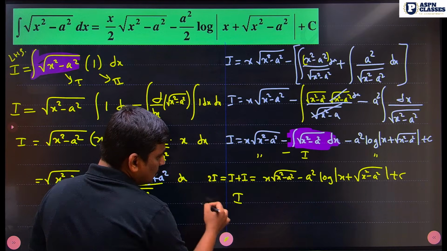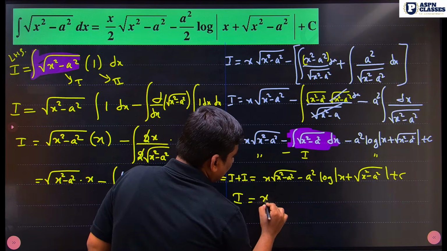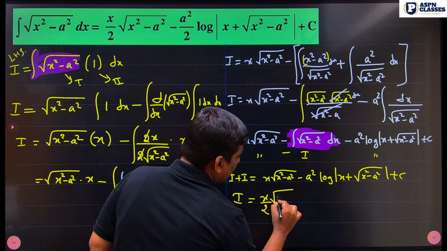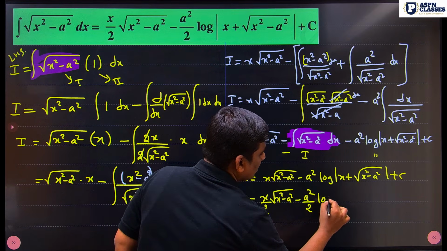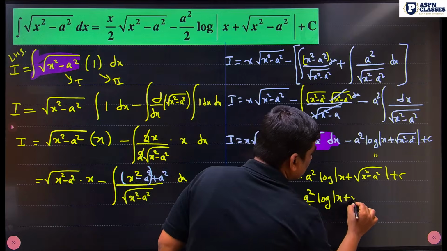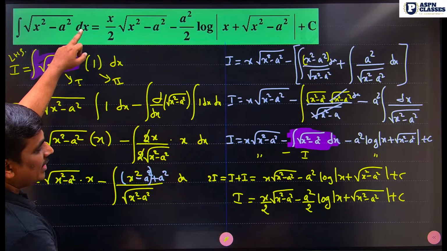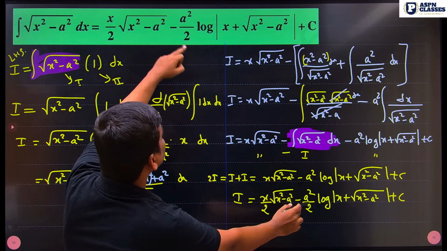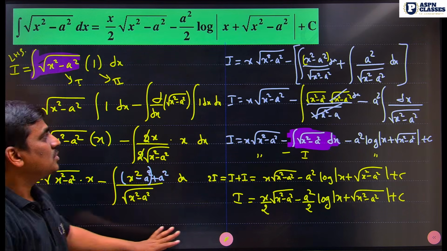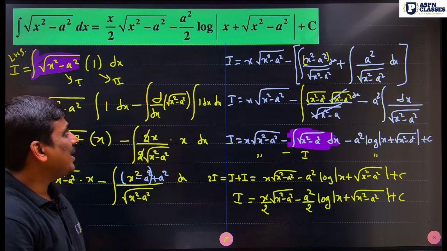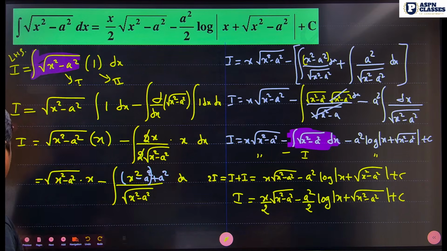I plus I is 2I, so shifting 2 to this side means dividing both sides. So here and here you need to divide: x divided by 2 square root of x square minus a square. Again here also you have to divide: a square divided by 2 log of mod of x plus root of x square minus a square plus c. So just observe the result: x by 2 root of x square minus a square, minus a square divided by 2 log of mod of x plus root of x square minus a square plus c. This is the formula you already know. Yes friends, this is the first answer. Okay, let us check the next result.